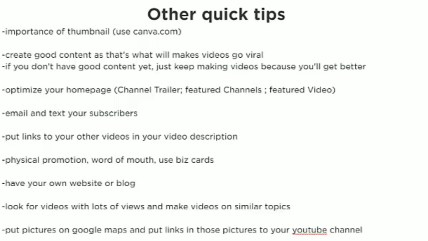Okay, you can also put links to your other videos in your video description as a way of getting more traffic to your other videos. Okay, and let's not forget about physical promotion, word of mouth, and just using business cards when you go out. Okay, you could also have your own website or blog, create content on there and drive traffic to your channel and your videos through your blog posts. You can also look for videos that have a lot of views and make videos on similar topics. And lastly, what you could do if you are in the travel niche and maybe even in the eating or the food niche is you could put pictures on Google Maps at different locations and put links in those pictures to your YouTube channel.